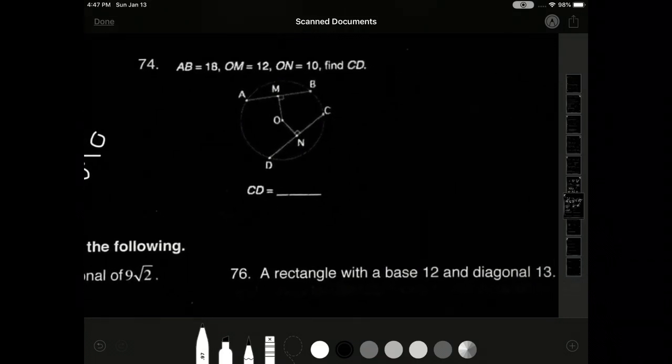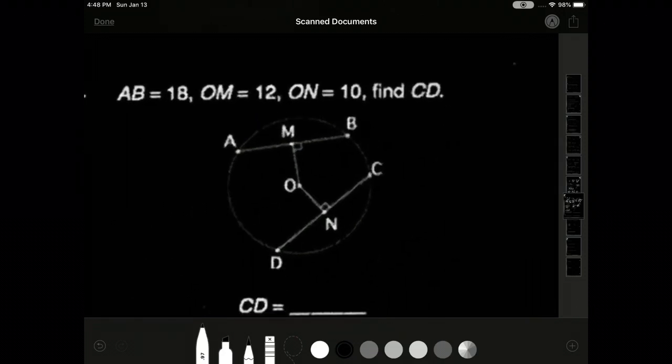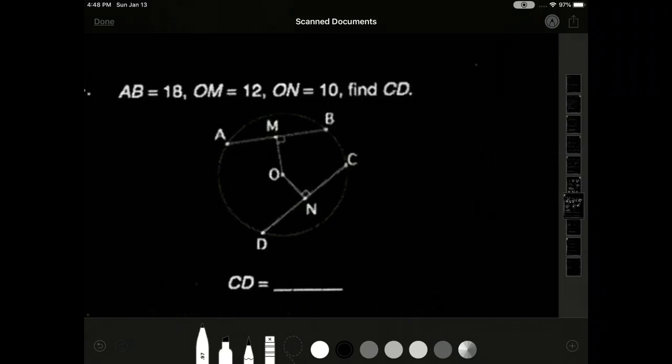For 74, we have a couple radius problems that we're going to do. All right? We have to draw in the radii when it comes to this. Okay? And then we're going to do Pythagorean theorem a few times over. So in the first part, we're told AB is 18. We're told OM is 12. We're told ON is 10. And then we want to find CD.